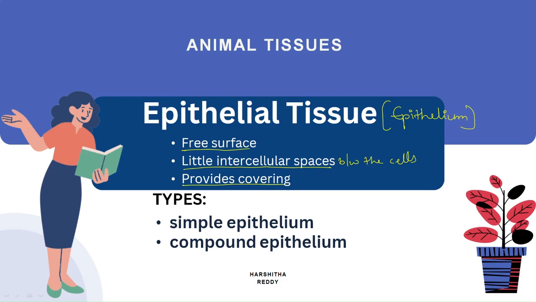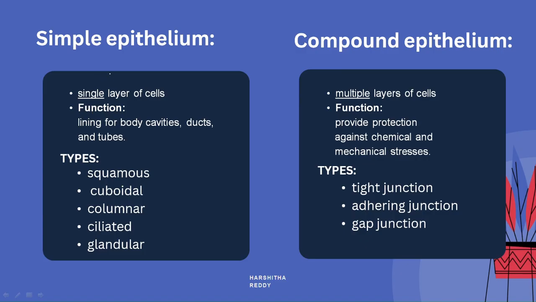Next, the types of epithelial tissues: generally they are of two types, simple epithelium and compound epithelium. The simple epithelium is made up of a single layer of cells, whereas the compound epithelium is made up of multiple layers of cells. The main function of simple epithelium is that it helps in the lining of the body cavities, ducts and tubes. When we see a duct or tube, the inner lining of the tube or duct is made up of simple epithelium.